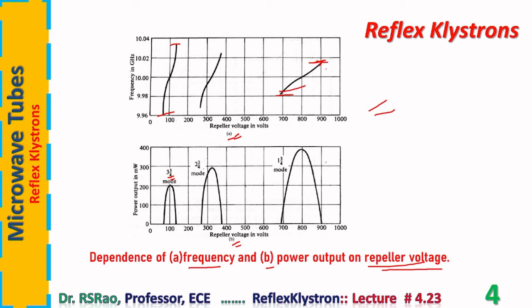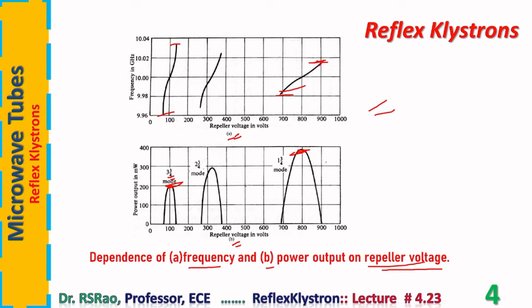Another aspect, power availability in lower order modes is high when compared to higher order modes. Here power available is large when compared to power available in higher modes.